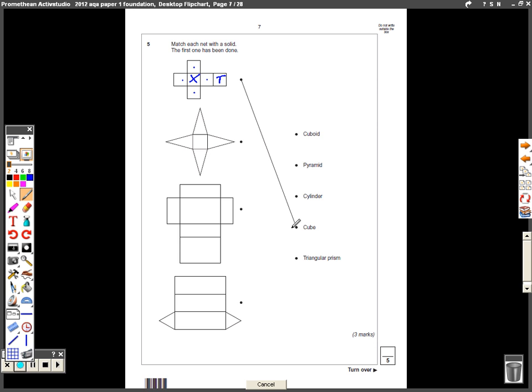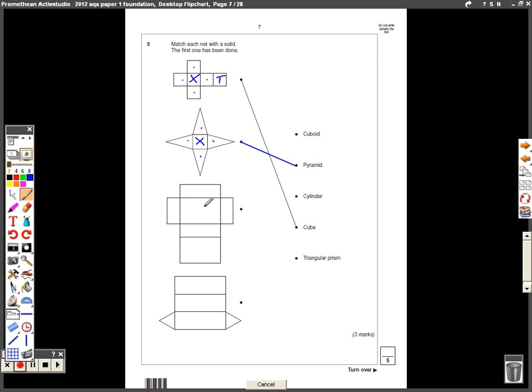The next shape, I'm going to choose that as the base. I'll fold up those 4 faces. They'd all come to a point at the top, and that shape is a pyramid. In fact, it's a square-based pyramid. You could get a triangular-based pyramid, also known as a tetrahedron.